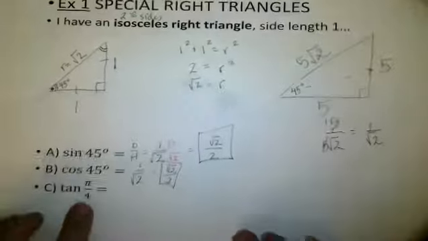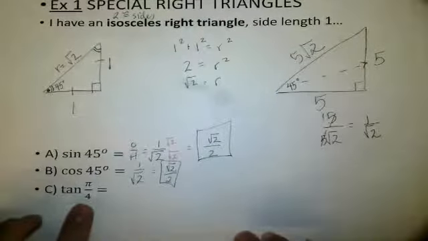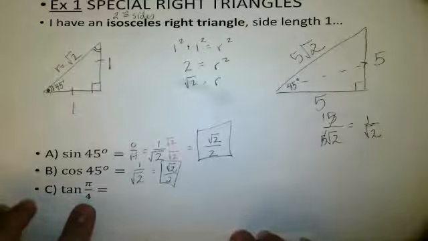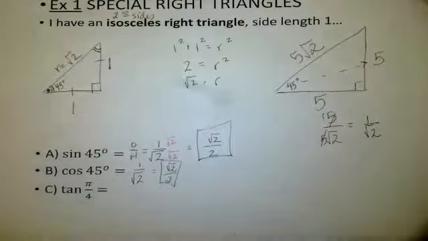Now I switched here. What's pi over 4? Radians or degrees? Radians, okay. But still, pi over 4, let's think about it. What's pi? 180 over 4? 4 parts of 180. How big is each part?